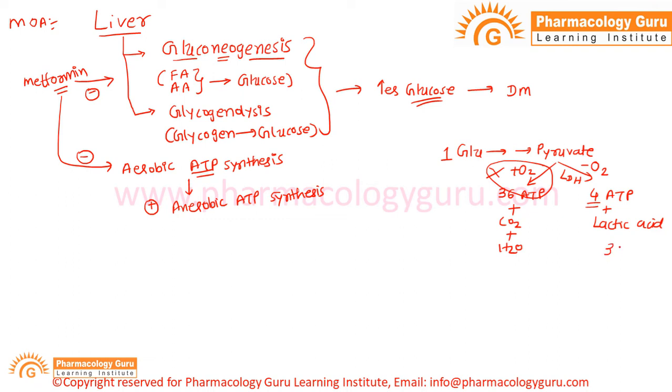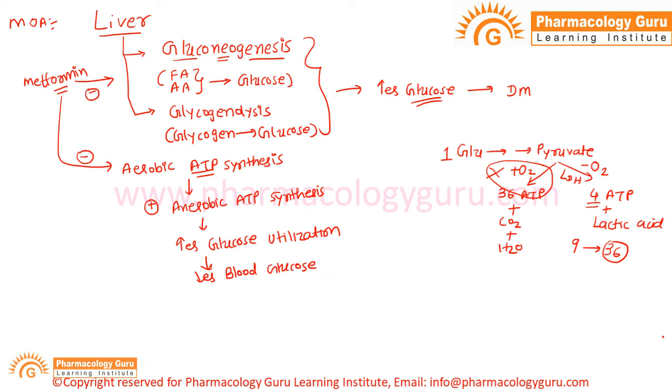So if you want to produce 36 ATP, which is equivalent to this, then you need to utilize 9 molecules of glucose. So indirectly it increases glucose utilization and thereby it reduces the blood glucose. Actually, metformin is a molecule having multiple mechanisms of action, but these are the two main mechanisms. One, it inhibits hepatic glucose production by inhibiting gluconeogenesis and glycogenolysis, and second, it inhibits aerobic ATP synthesis and thereby stimulates the anaerobic ATP pathway, increases glucose utilization and decreases blood glucose. So this is the mechanism of action.